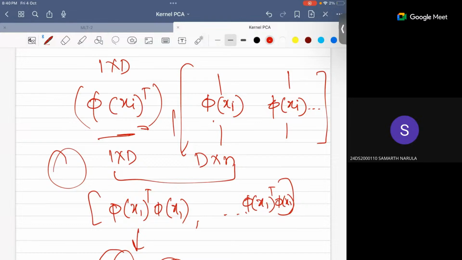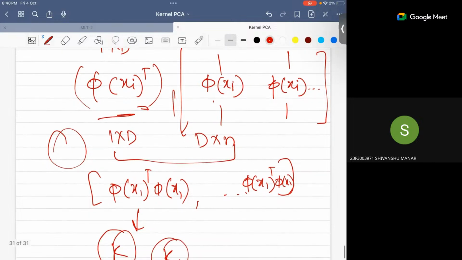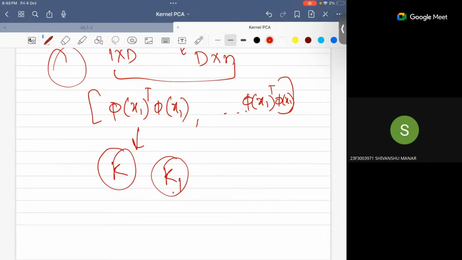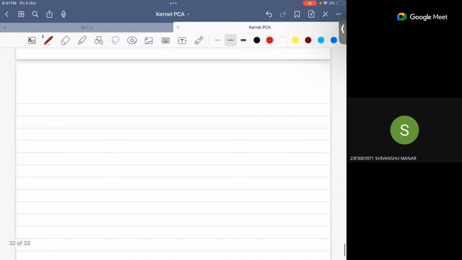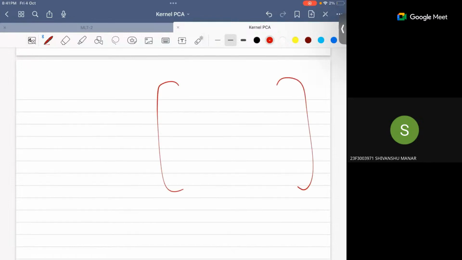Any other doubt that you have? Anyone? Sir, can we say that after applying this, we don't get the vector form of the PC one, but we get the projected form? No, the principal component you will not be getting. You'll just be getting the scalar projection of all the data points on the principal component. Okay, okay, sir. Thank you.